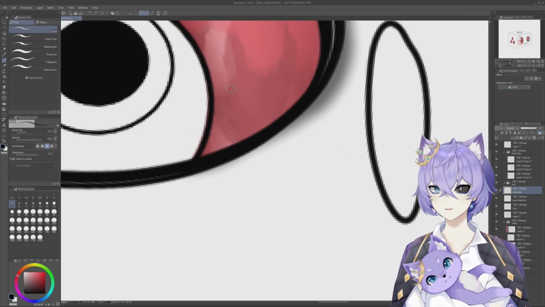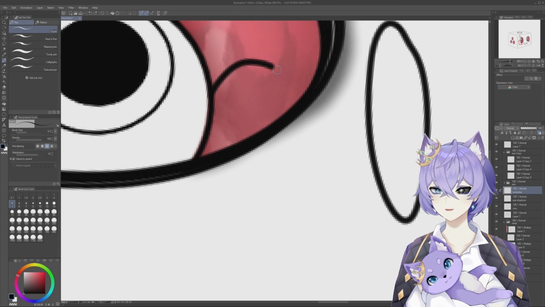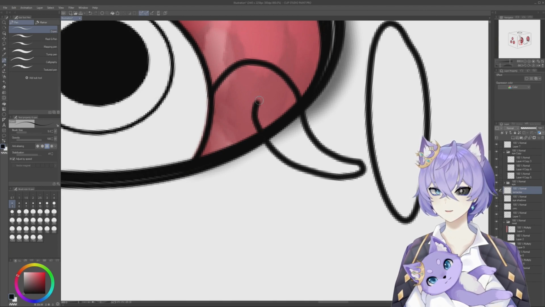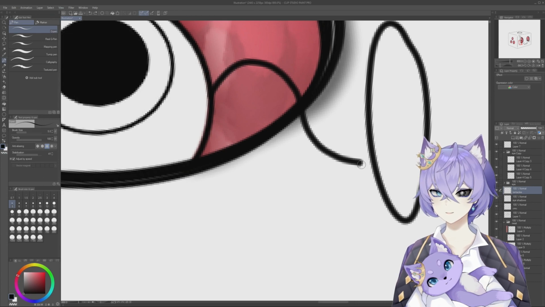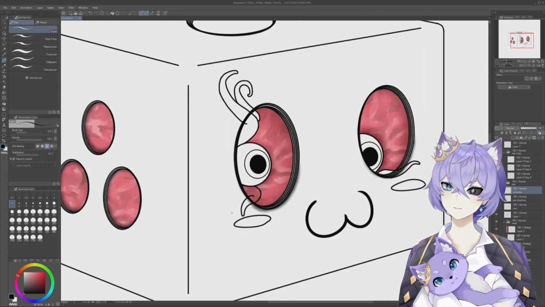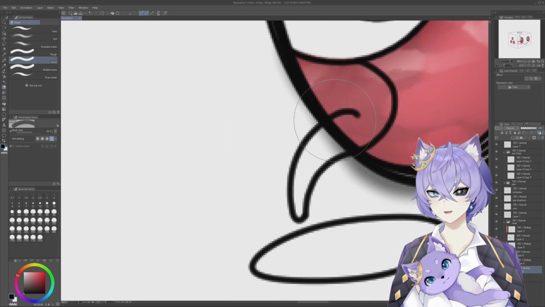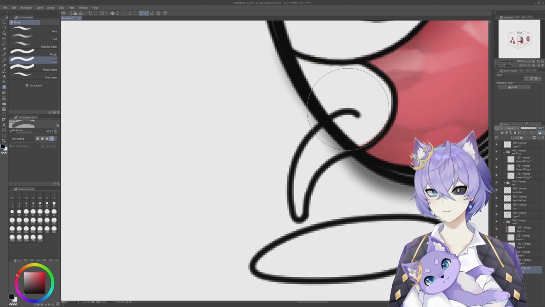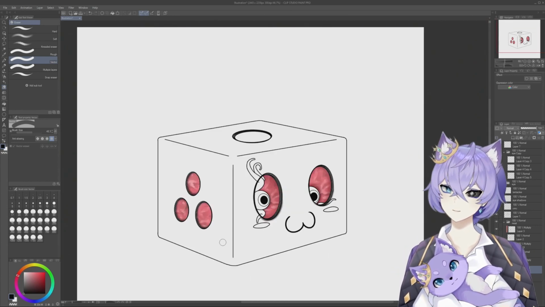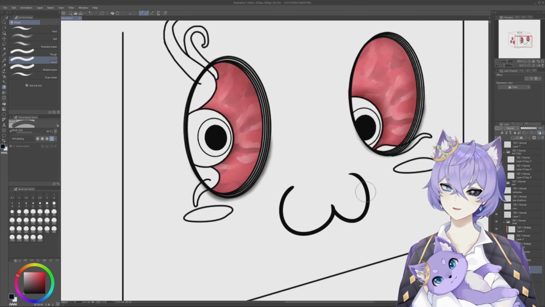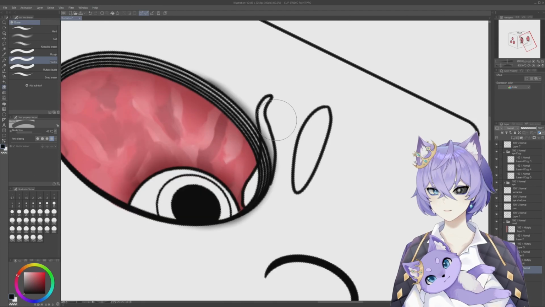Okay. So tentacles will go like this. And then do a nice little curve. Just like that. We go back to the meat and we erase it right here. Bada bing, bada boom. Everything is coming up aces.